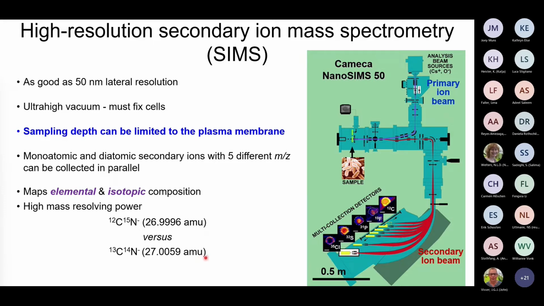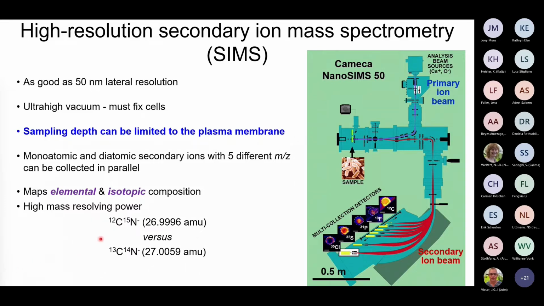Also important is a high mass resolving power, so we can discriminate between interfering isobars of the same nominal mass. In plain English, that means we can tell things apart that have approximately the same mass to charge ratio.